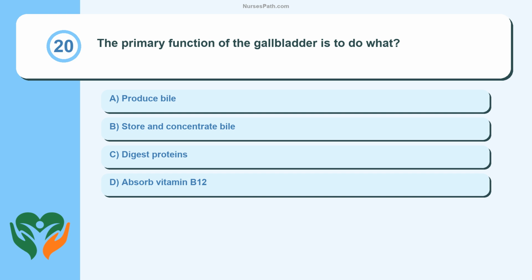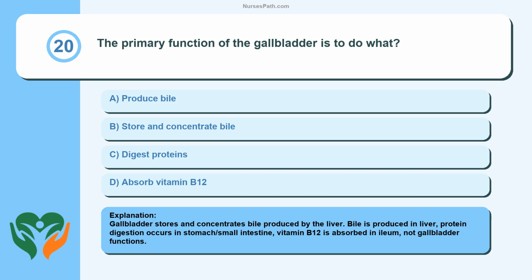Question 20. The primary function of the gallbladder is to do what? Produce bile. Store and concentrate bile. Digest proteins. Absorb vitamin B12. The gallbladder stores and concentrates bile produced by the liver. Bile is produced in the liver, protein digestion occurs in the stomach and small intestine, and vitamin B12 is absorbed in the ileum, not gallbladder functions.